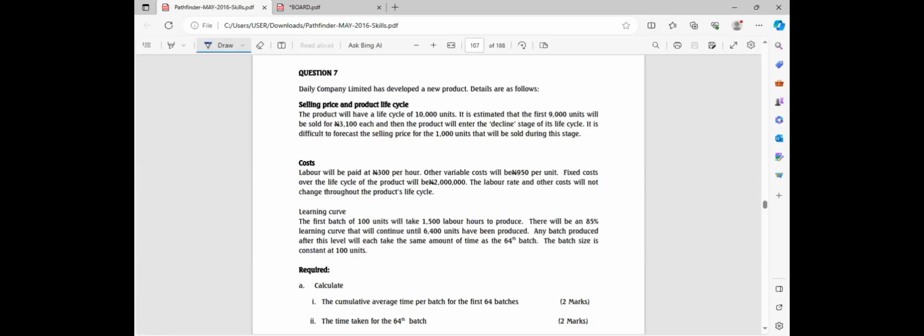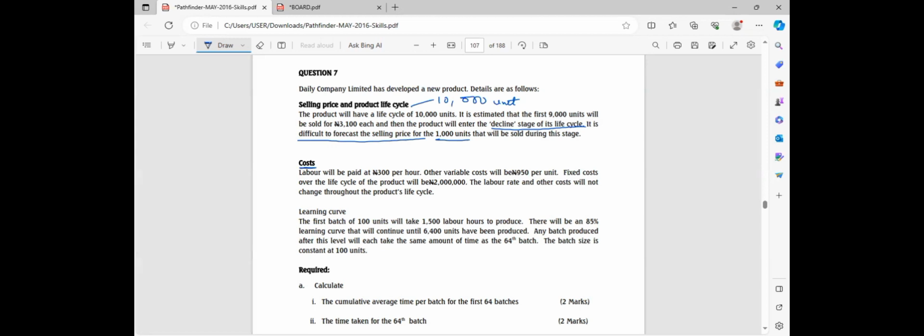Sold for 3,100. Please note, it will have a life cycle of 10,000 units. Out of the 10,000 units, it is estimated that the first 9,000 units will be sold for 3,100 naira each. Then the product will enter the decline stage of its life cycle. It is difficult to forecast the selling price for the 1,000 units that will be sold during this stage. So that means out of 10,000, the first 9,000 units will be sold for 3,100.